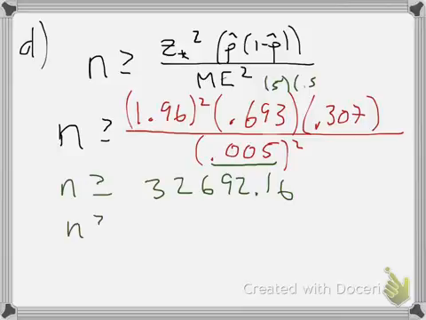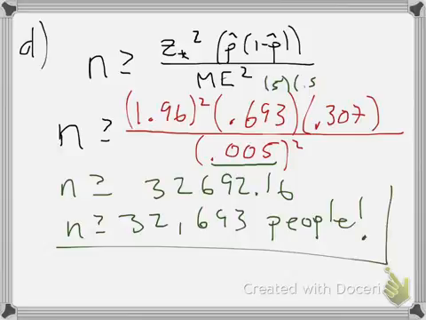So I have to sample at least what? That's right, I have to round this up. I have to sample at least 32,693 people. These are people, right? These are kids. These are kids under 10.